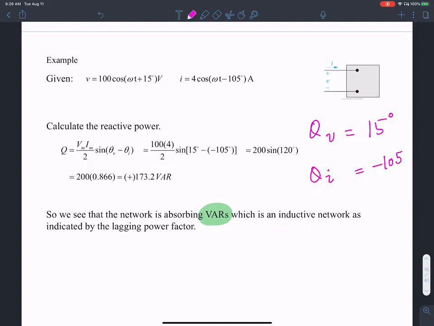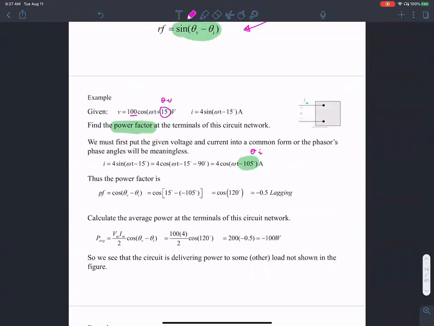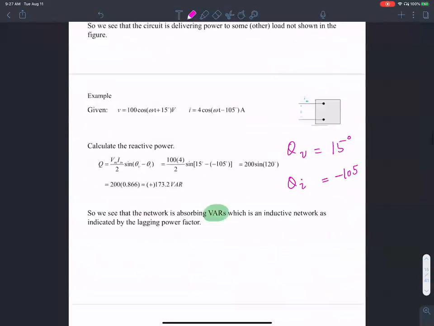So when the network is absorbing voltage ampere reactive, when the network is absorbing reactive power, then the circuit is inductive. When the network is delivering voltage ampere reactive, then this network is capacitive. We can make the same determination using the power factor angle. If the power factor angle theta V minus theta I is positive, then it's an inductive circuit. If theta V minus theta I is negative, then it's a capacitive circuit. That's what we discussed there.